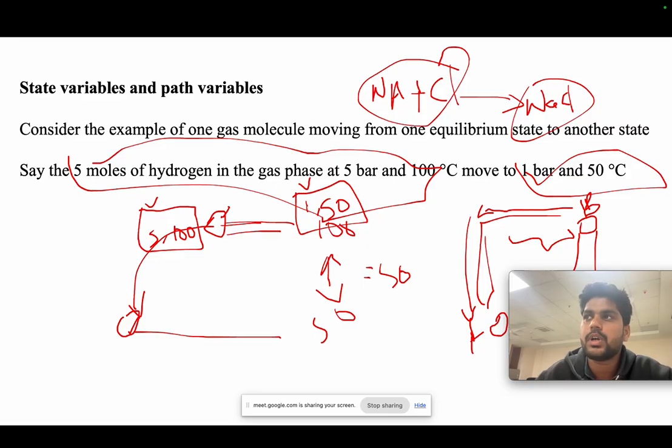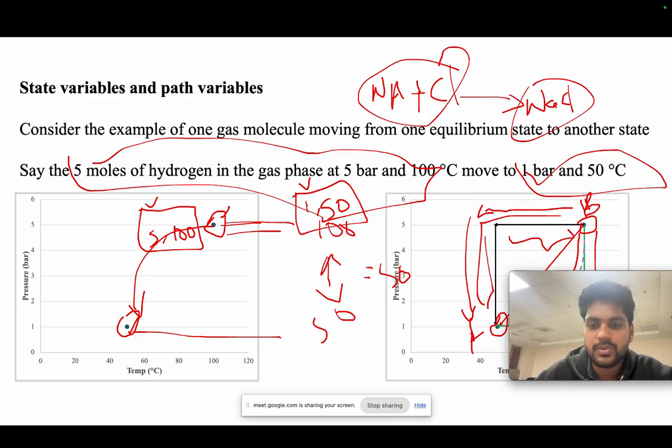So just have one small identification: a state variable only depends upon the initial state and final state, and a path variable depends upon the intermediate states while going from point A to point B. So you need to remember these two.